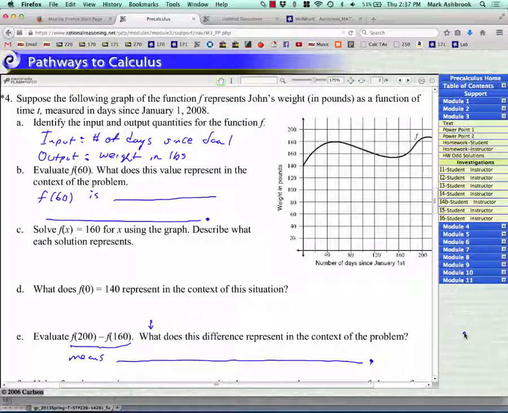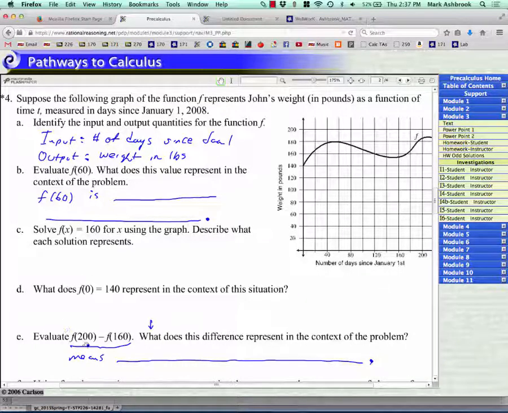So f of 60, hopefully we're there by now. F of 60 is what? What is f of 60? It's how much he weighs on the 60th day. It's the output when the input is 60. That's right, how much he weighs on the 60th day.